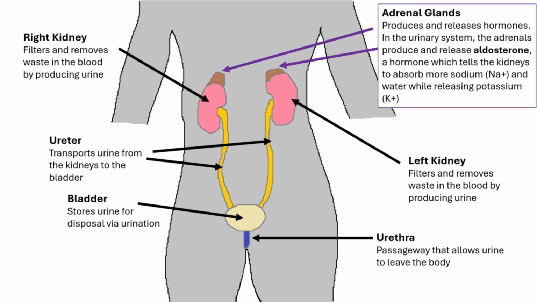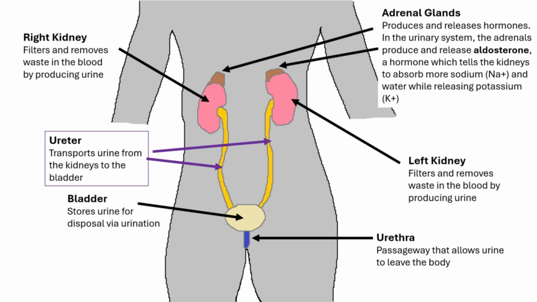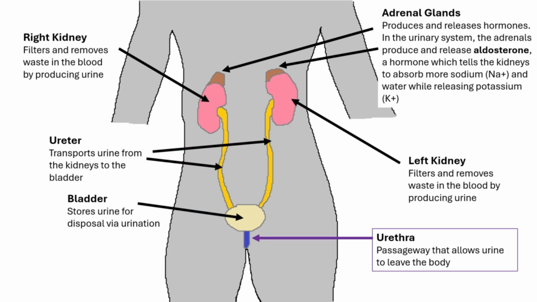The adrenal glands sit on top of each kidney and they produce various hormones. The hormone used in the urinary system is called aldosterone, which helps the kidneys regulate sodium, water, and potassium. Urine flows from the kidneys to the bladder through the ureters, and the bladder stores urine until it is disposed of by leaving the body through the urethra in a process known as urination.